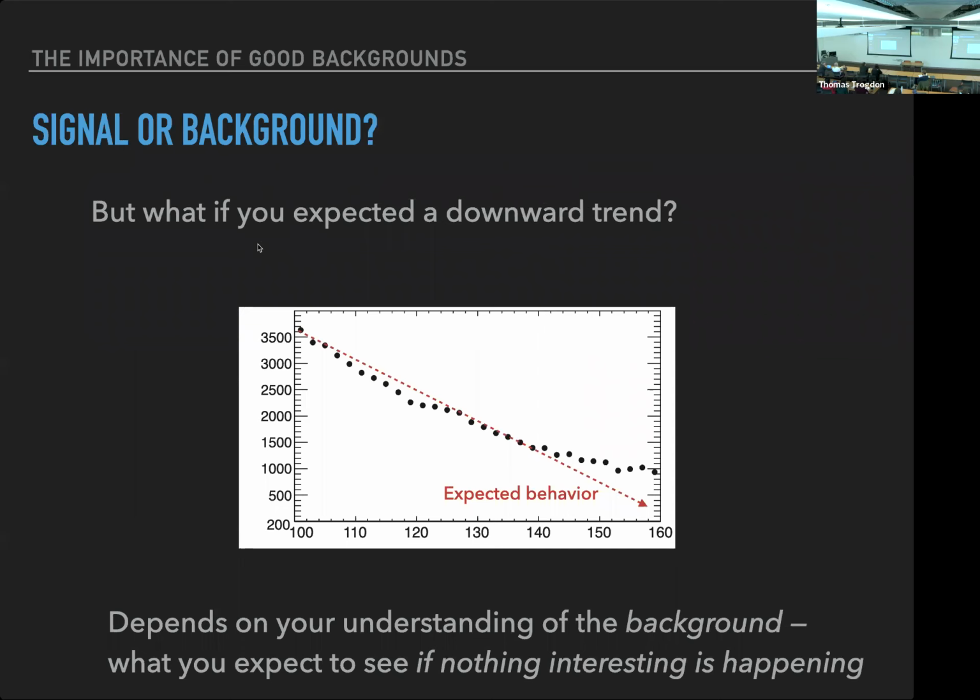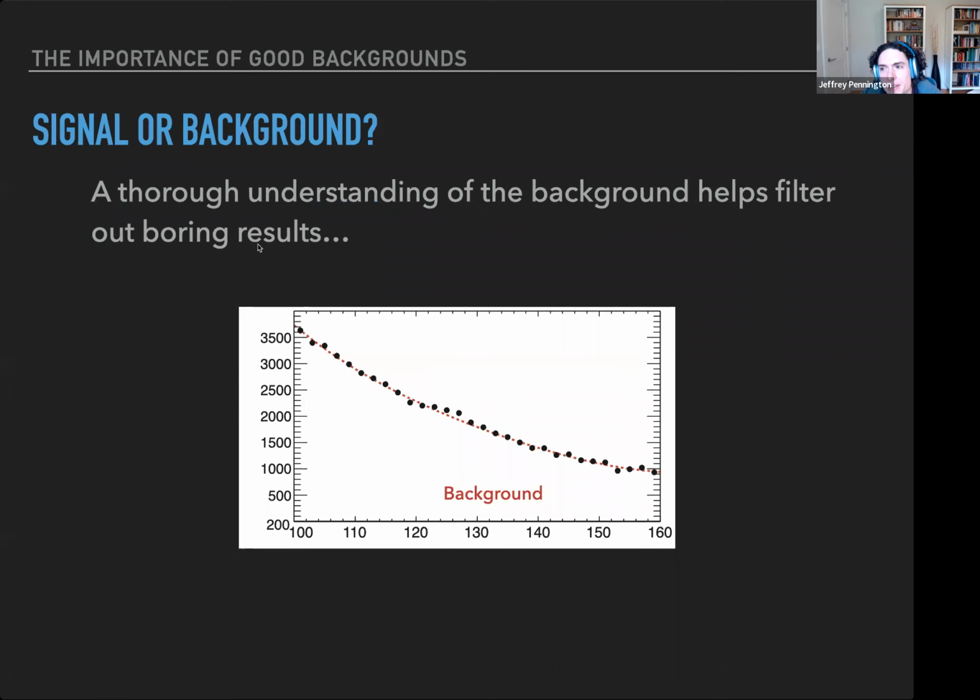But what if you expected a downward trend here? Then really it's going to depend on what your understanding was of the background. That is to say, what you expected to see if nothing interesting were happening. And a thorough understanding of the background can filter out really boring results. And actually, if you make precise enough measurements and have precise enough background predictions, you can make important discoveries.